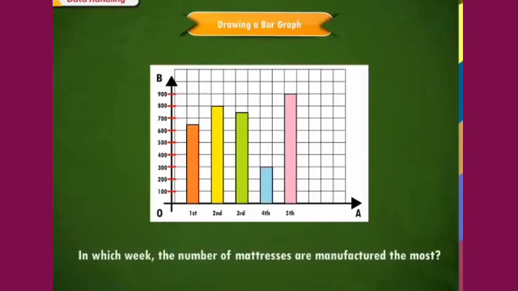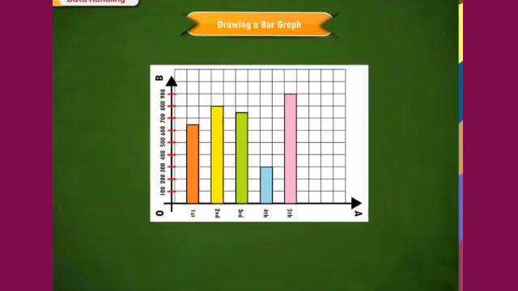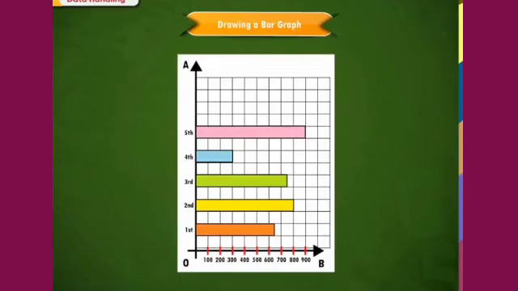In which week is the number of mattresses manufactured the most? It is clear from the graph that in the fifth week, the number of mattresses manufactured was the most. The same data can be represented by interchanging the positions of weeks and number of mattresses.